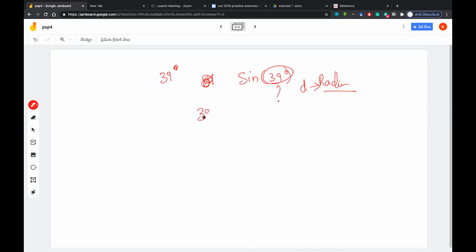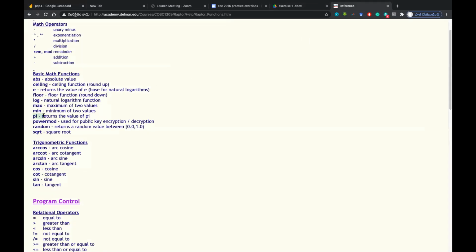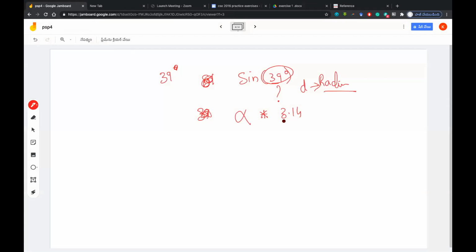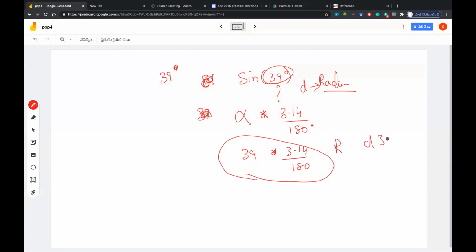Yes. The alpha, whatever alpha or theta that you are giving, I will write alpha into pi. Pi means 3.14. I think you can also explore in the math functions here. You can see that there is a value called pi, right? Reference returns the value of pi. You can also use simply that pi, okay? And you can also write 3.14 by 180, but you can write it as a number. So naturally our alpha is 39 into 3.14 by 180 will give you the value that you want. So this is the radians for the degree 39.